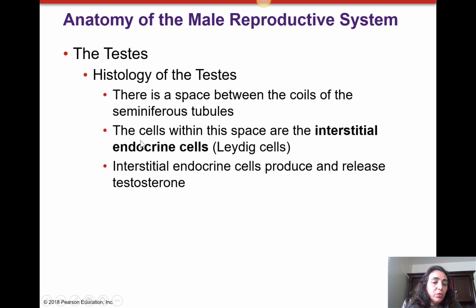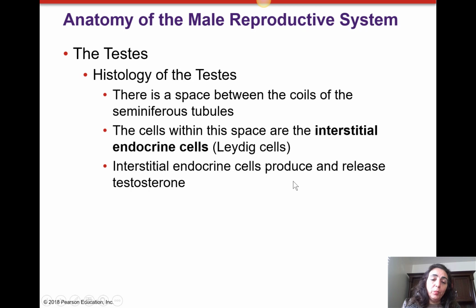That we have some cells inside of this space that we call interstitial endocrine cells, or a famous name for them is Leydig cells. So Leydig cells are the cells that are not inside of the seminiferous tubule. They are out of the seminiferous tubule, but they are inside of the lobule. So we call them interstitial endocrine cells or Leydig cells.